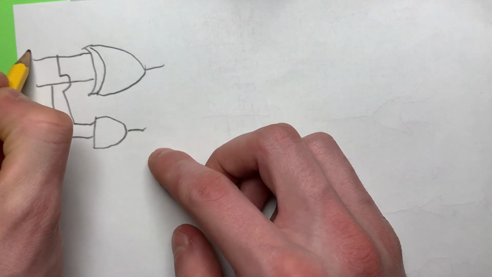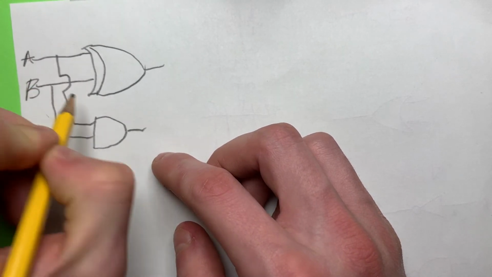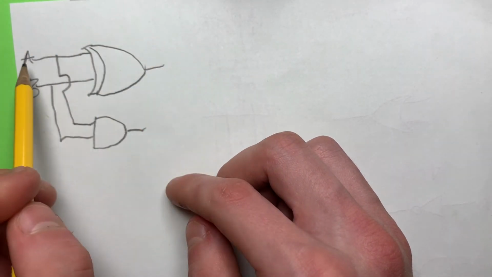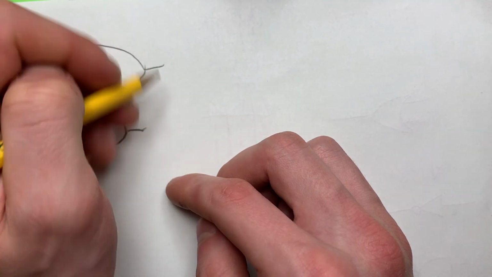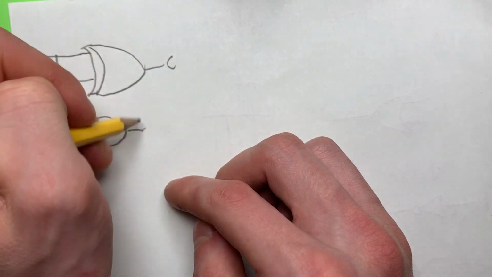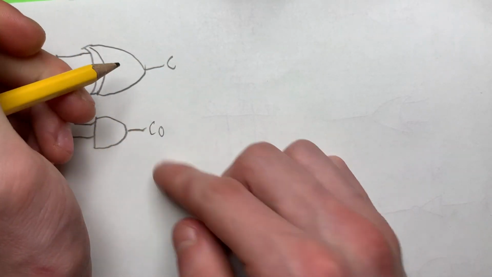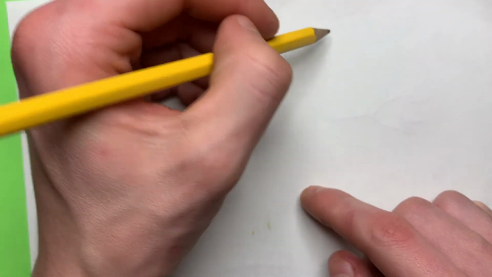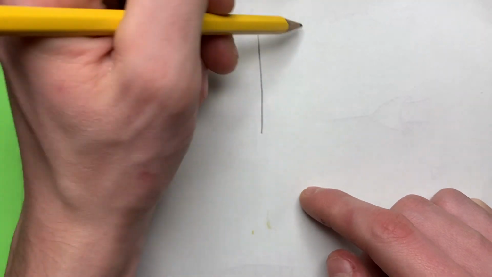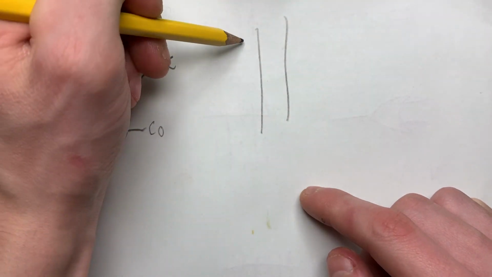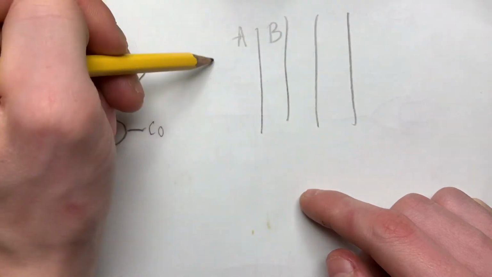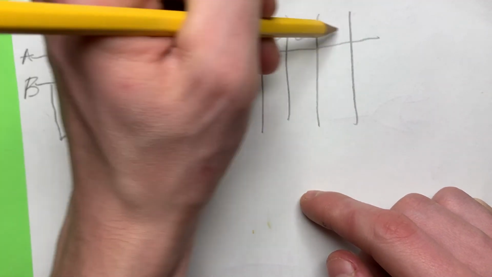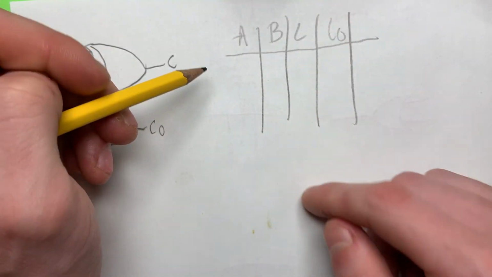So let's draw A and B, and we'll draw out our truth table. Now, as you can see, we don't have just one output anymore. We have 2. So we're just going to do C and C naught. So here we'll have A, B, C, and C naught. Or C sub 0, whatever you want to call it.